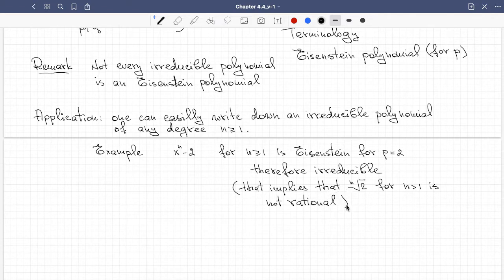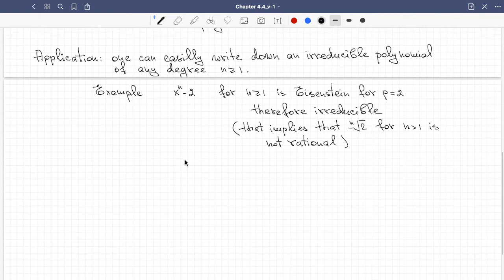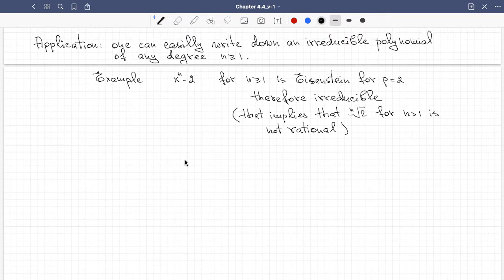Better, I wrote that for brevity, better to say there is no rational number whose nth power is 2. This polynomial is irreducible, therefore has no roots. Another example of how the criterion may be applied, there is exercise 12 in this section. It is an easy and immediate exercise.